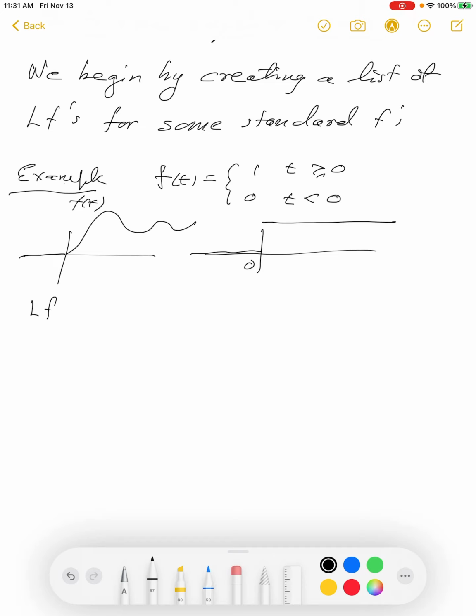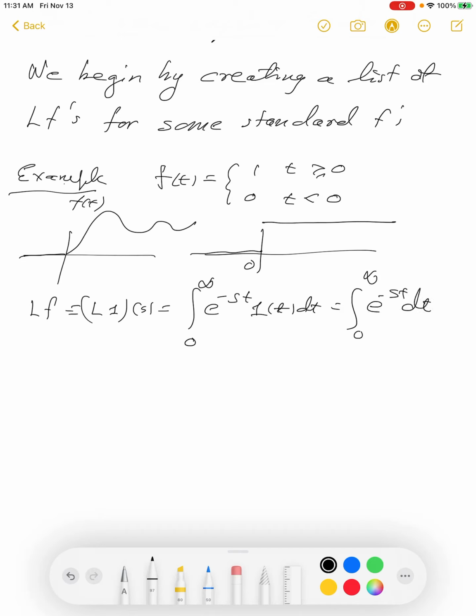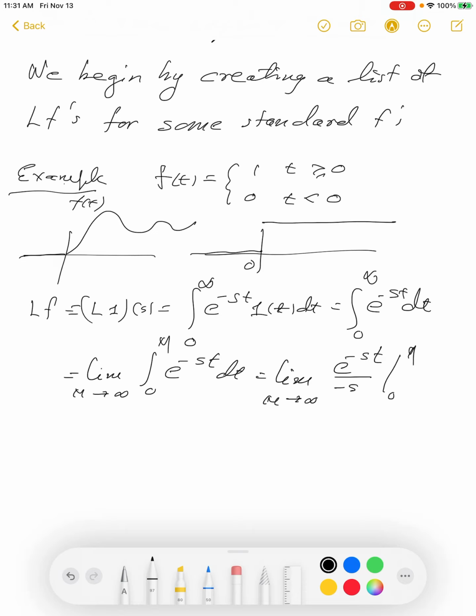So what is L{f} of this? Which is L{1}. This function at s by definition is the integral from 0 to infinity of e to the minus st times 1 of t dt, which is simply the integral from 0 to infinity of e to the minus st dt, since 1 of t is just 1. So by definition, this is the limit as m tends to infinity of the integral from 0 to m of e to the minus st dt, which is the limit as m tends to infinity of e to the minus st divided by minus s, from 0 to m.